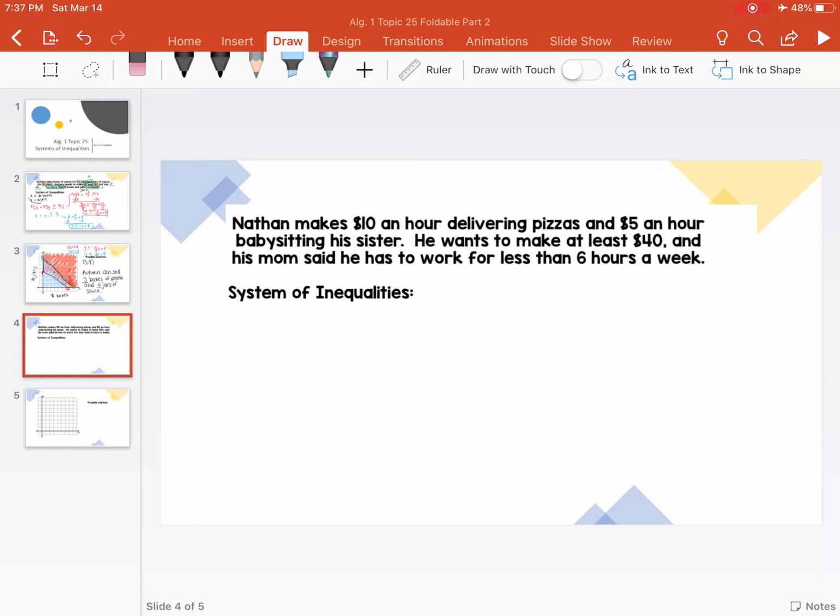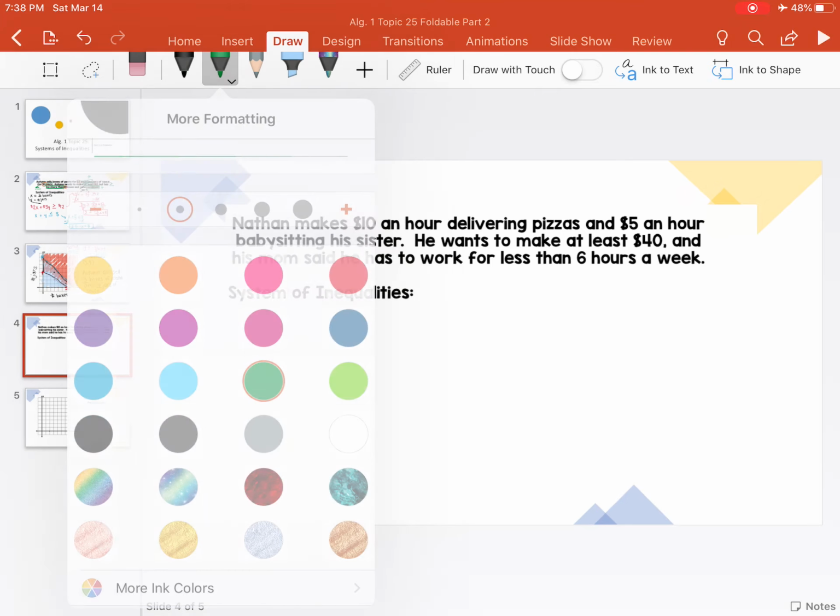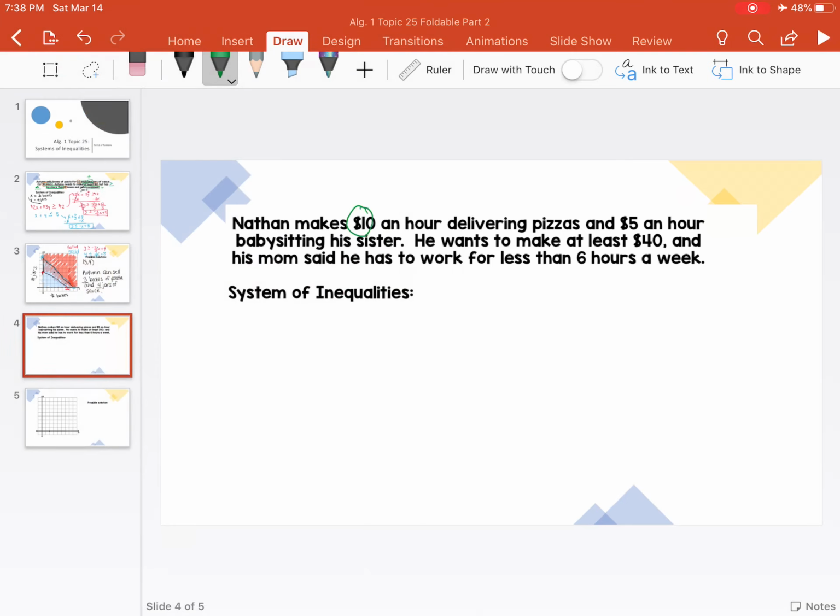But he wants to make at least $40. But his mom said he has to work for less than 6 hours a week. So Nathan has to listen to mom here. So we're going to start off with cubes. Circle our numbers. We got $10, $5, $40, and 6 hours. Notice how I circled the units here. That's really important that we pay attention to. It's going to help us with writing our inequalities.